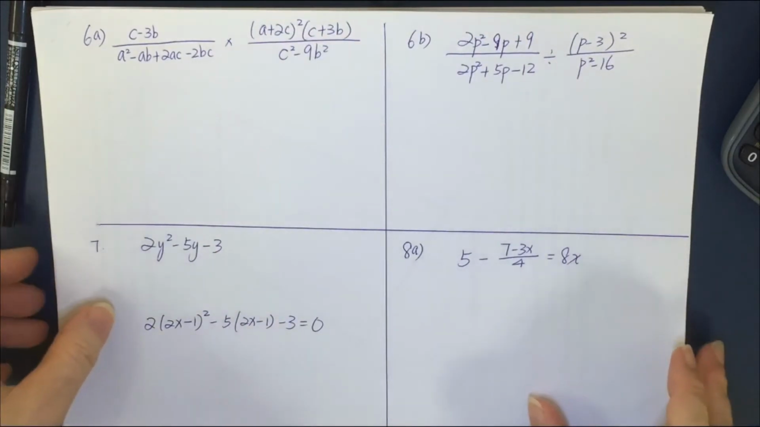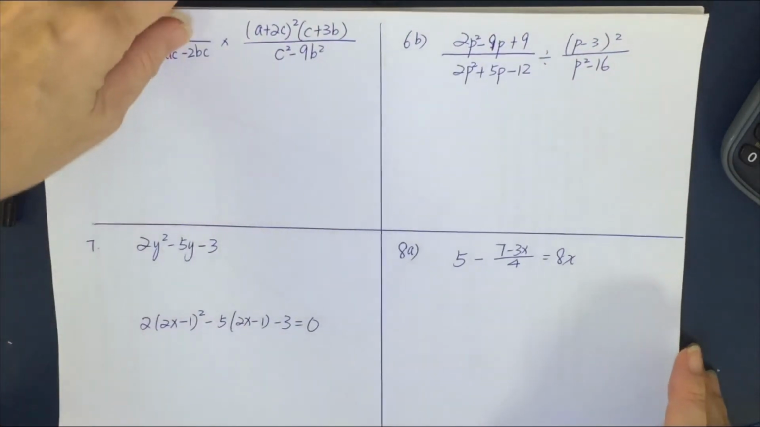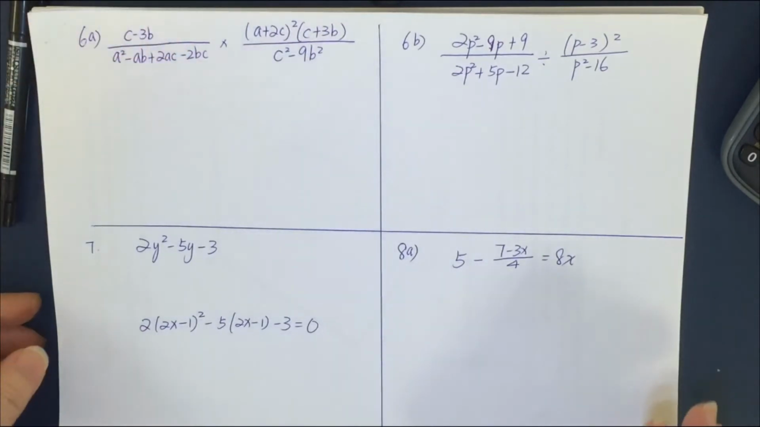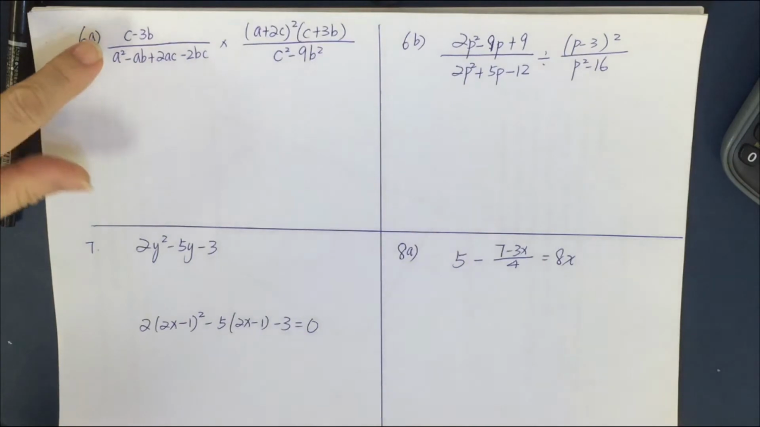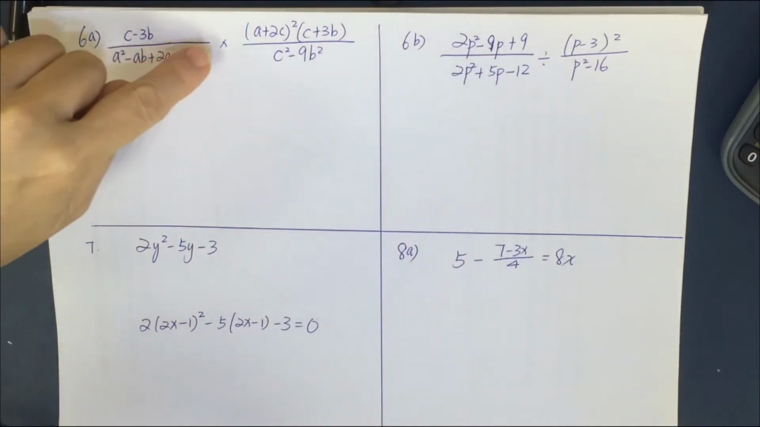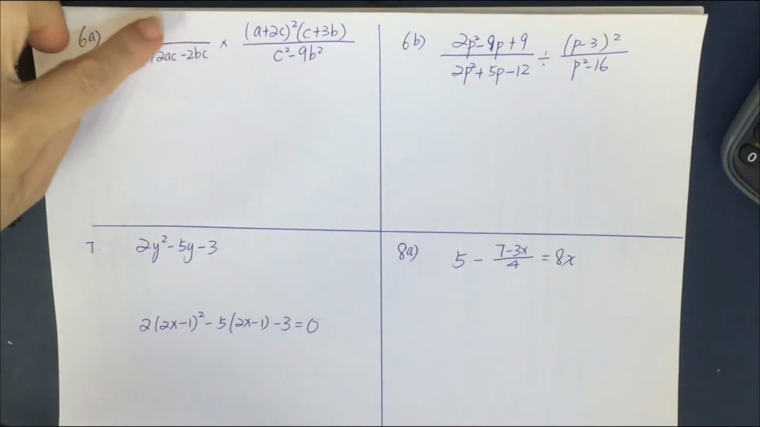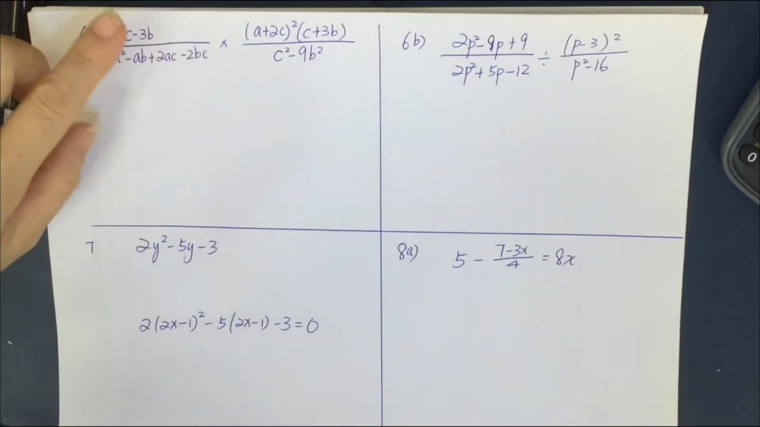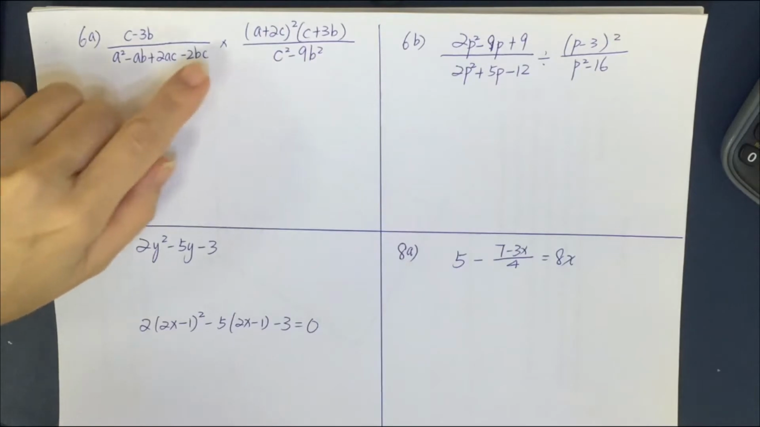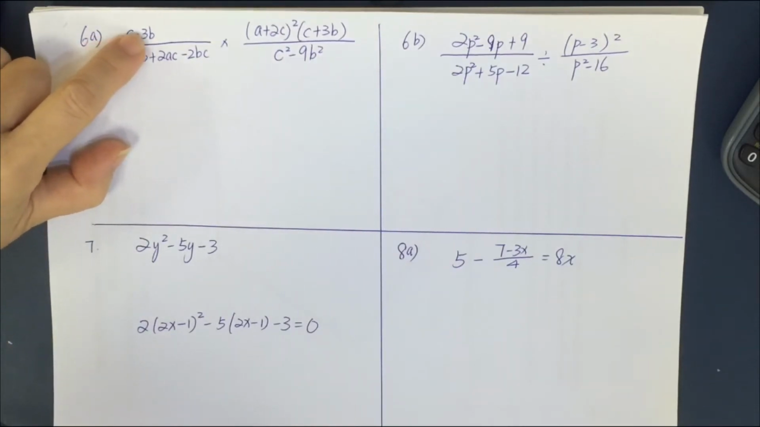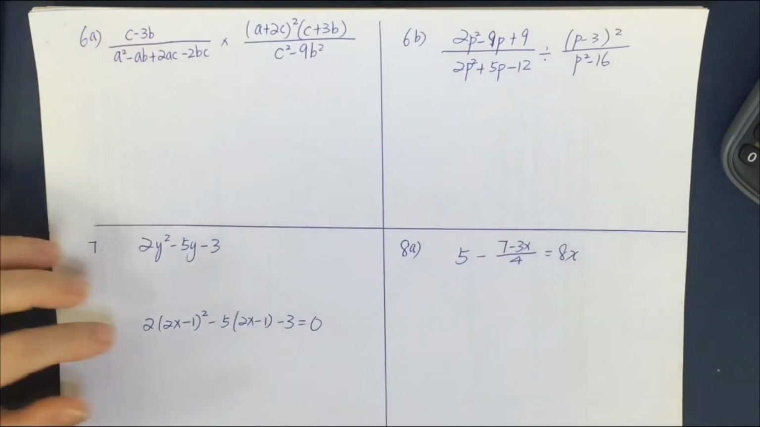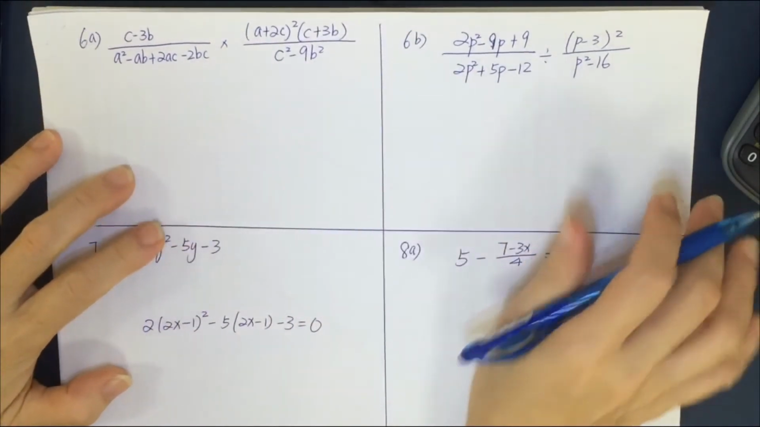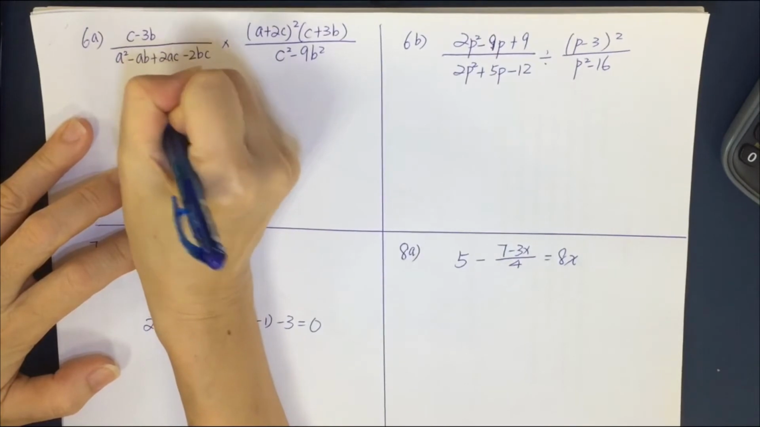Question 6a and 6b look very tedious, right? Very tedious, so we have to be very careful. First of all, you have this, divide by this, then times. If we can straight away put everything to be factors, then we can multiply or divide them, right? So this c minus 3b, we can't change anything, it's just c minus 3b, cannot simplify anymore. So we keep this as c minus 3b.